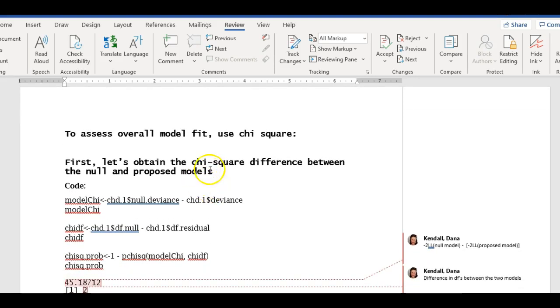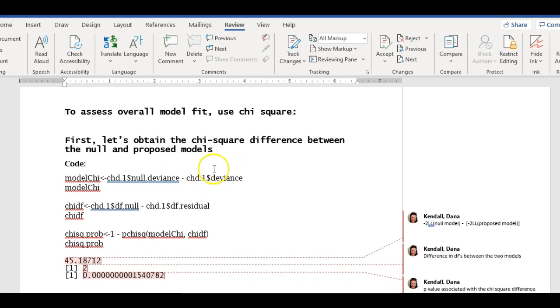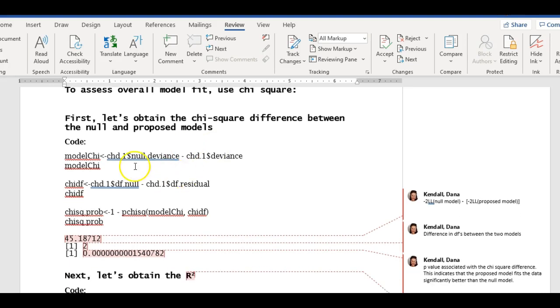So first, let's obtain the chi-square differences between the null and proposed models. That's where we're going to start, and by the way, all of this code is located in Field. We're just going to create this model chi, which is created from the null deviance and then the model 1 deviance tests.